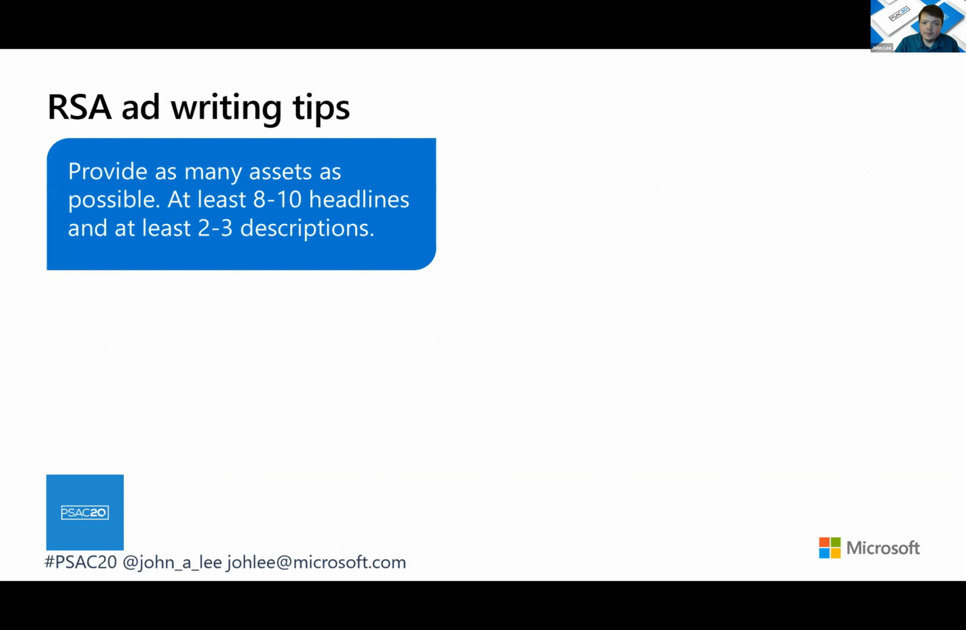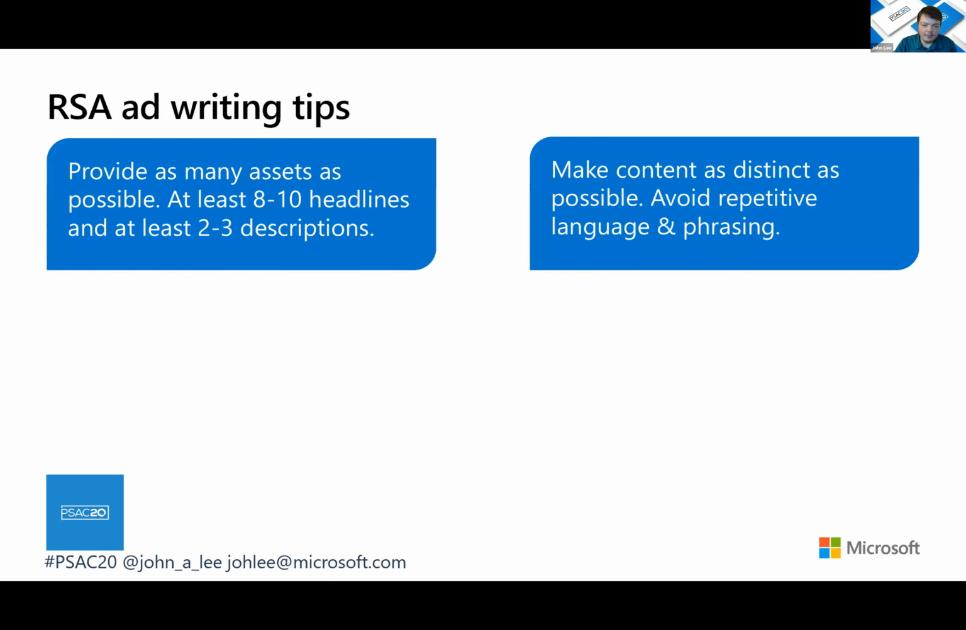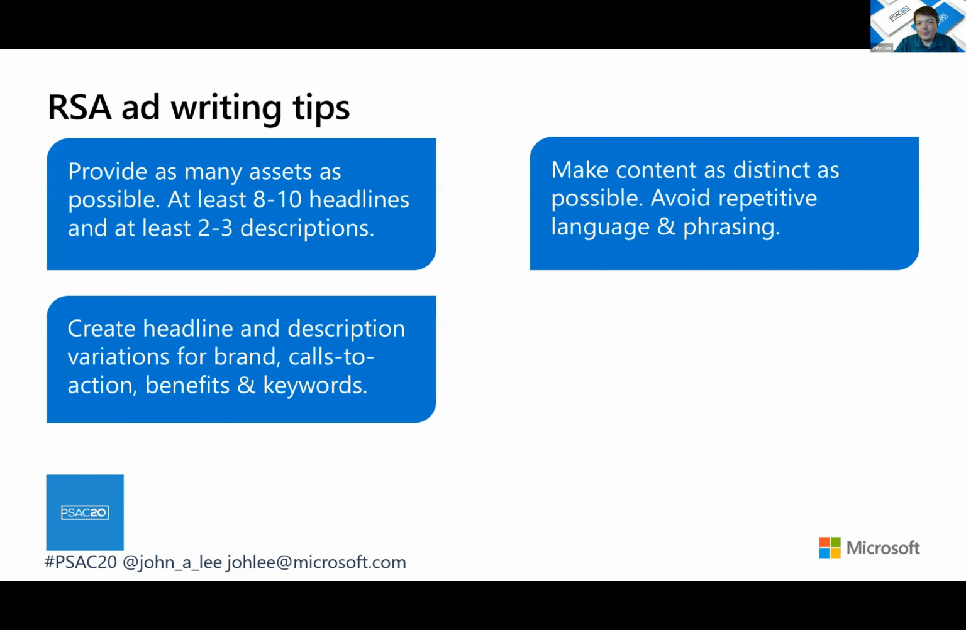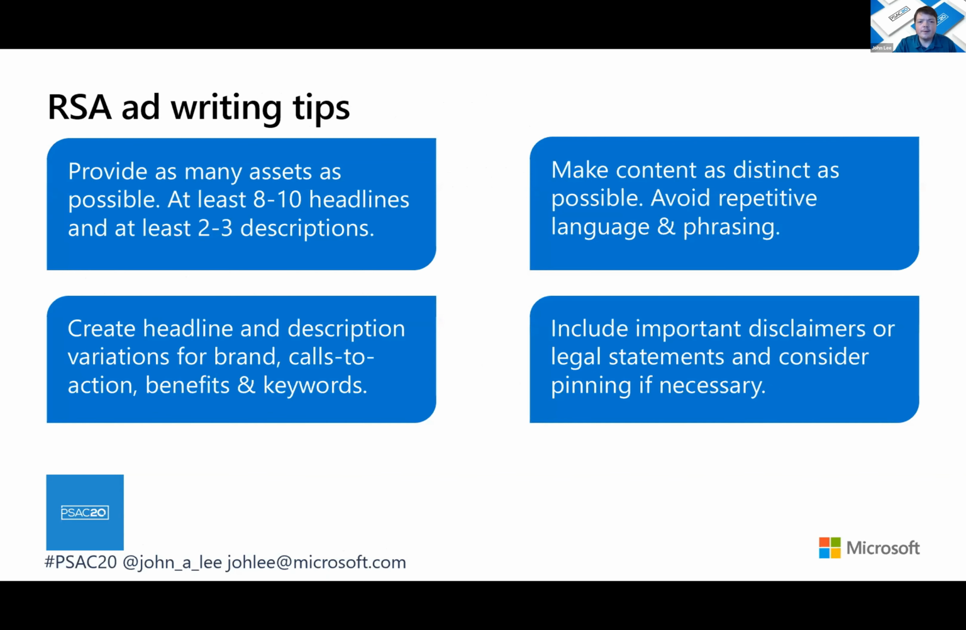So quick tips. Make sure you're including as many assets as possible, at least 8 to 10 headlines, at least 2 to 3 descriptions. Should go without saying, but worth including. Make sure the content is distinct. Avoid repetition. Make sure you've got variations for brand, your calls to action, benefits, keyword inclusion, right, in the copy. There's a lot of ways that you can go there.